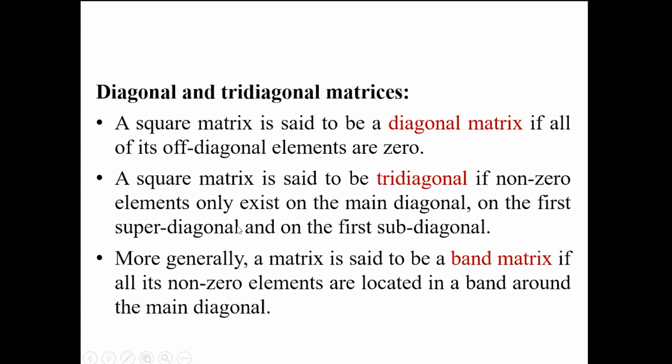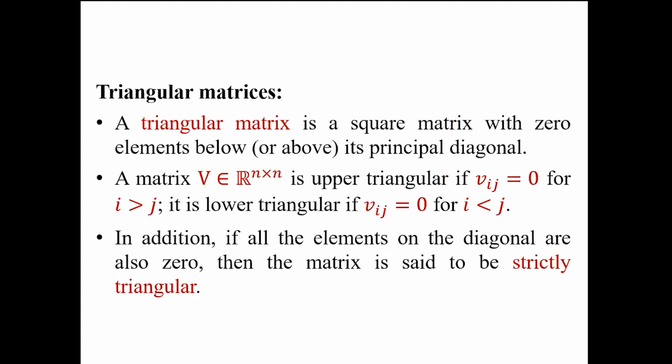We also have a tridiagonal matrix. We say a matrix is tridiagonal if non-zero elements only exist on the main diagonal, on the first super diagonal, or on the first sub diagonal. We refer to this kind of matrix as a band matrix. You can see that along the center, the matrix only has values along the main diagonal, the diagonal immediately below the main, and the diagonal immediately above the main. Those are the places you have non-zero elements. So we say this kind of matrix is tridiagonal. We come across this term in linear algebra a lot.